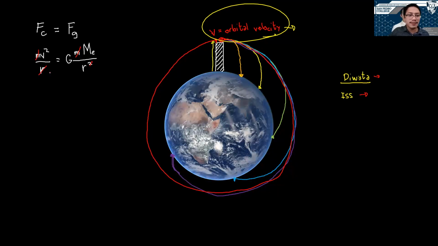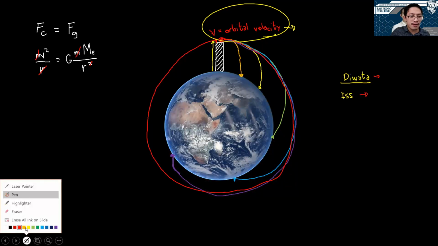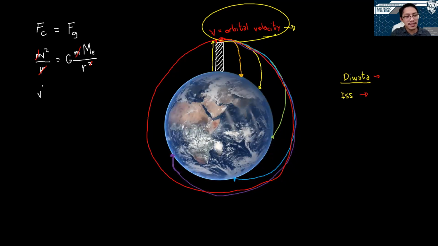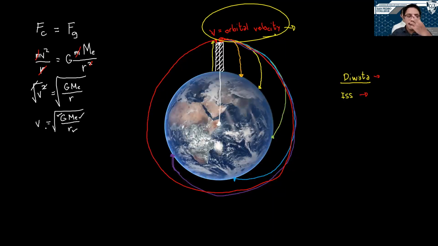So meron tayong isa na naiwan. So the formula for the orbital velocity is v squared is equal to GM_e over r. Take the square root. So v is equal to the square root of gravitational constant times mass of the earth over r. R is the altitude dito, kung gaano siya kataas mula sa center of the earth. Follow? So given ang gravitational constant, given ang mass sa earth, given ang radius sa earth, pati yung altitude. So we can calculate the orbital velocity.